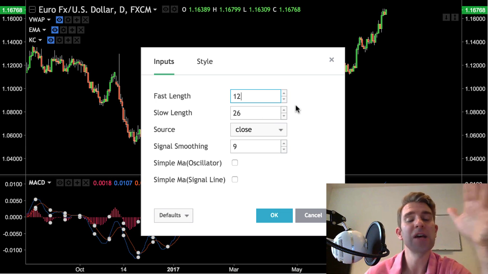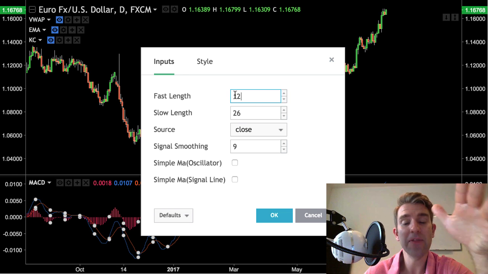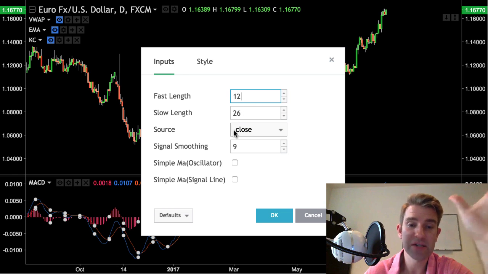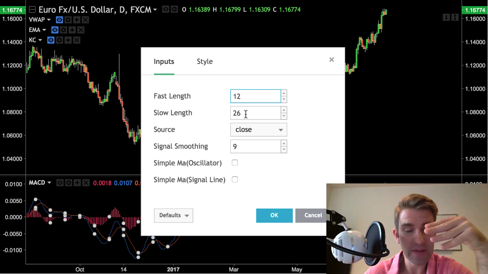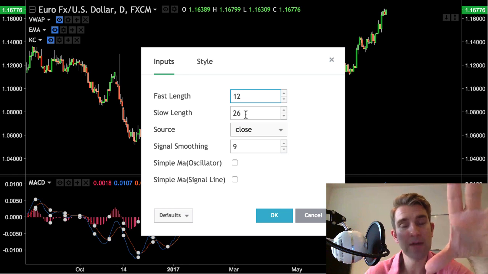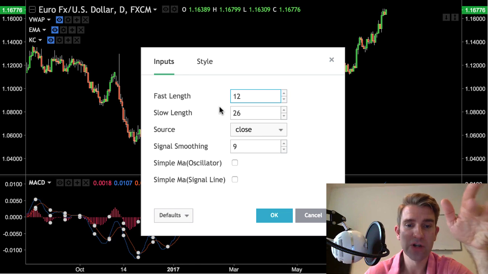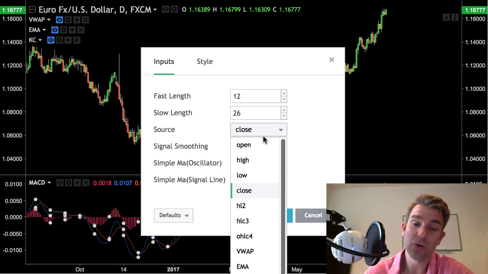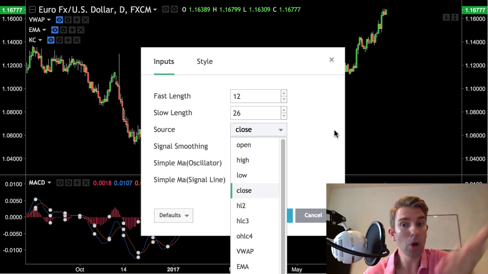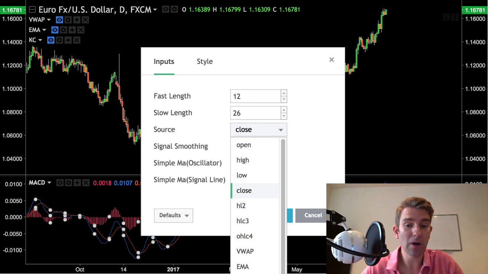So the default settings for MACD are fast length 12, slow length 26, and signal smoothing 9. So that's basically telling us it's going to plot the difference between the 26 period moving average and the 12 period moving average. Now many charting packages are going to allow you to say what source do I want to take this from. Do I want to take it from the close of the day? Is the moving average going to be based on the close, the open, the high, low, the close? Listen, 99% of the time the close is absolutely fine.